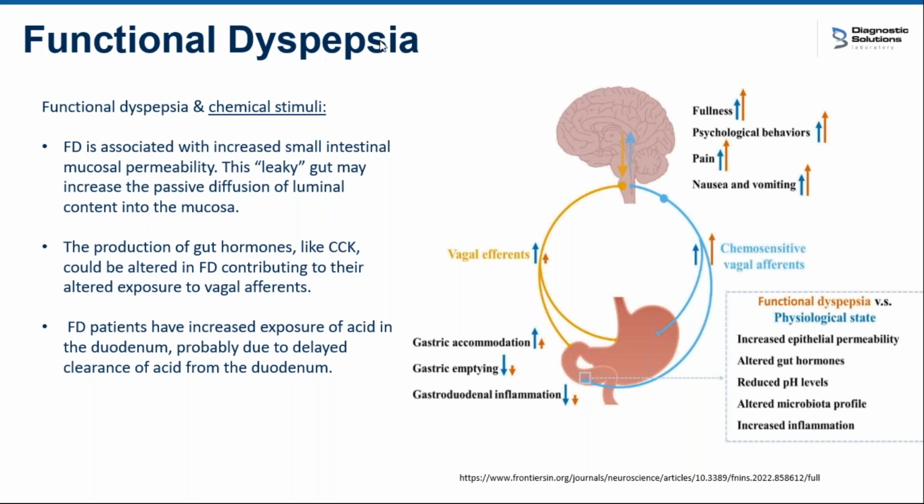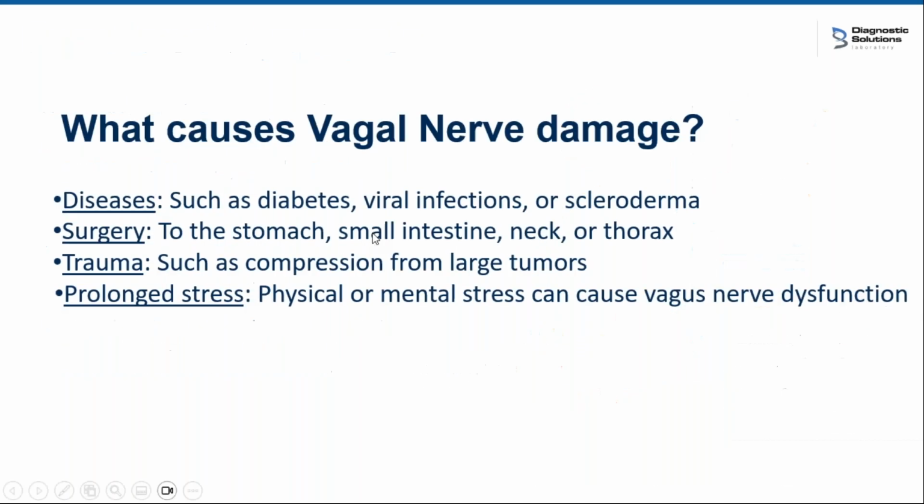So I hope that now also will give you a different picture when you're talking to these patients. And I think what's also interesting is functional dyspepsia patients have increased exposure of acid in the duodenum, which is probably due to the delayed clearance of acid from the duodenum. So, man, eye-opening, isn't it?